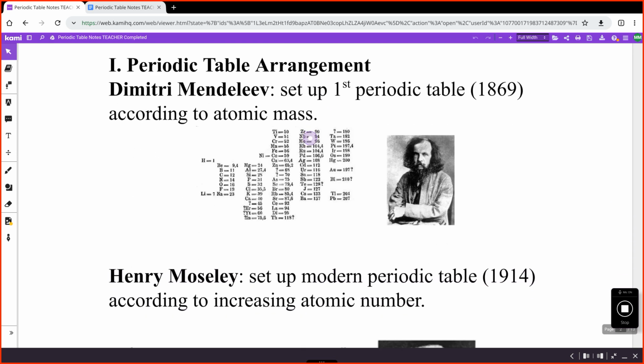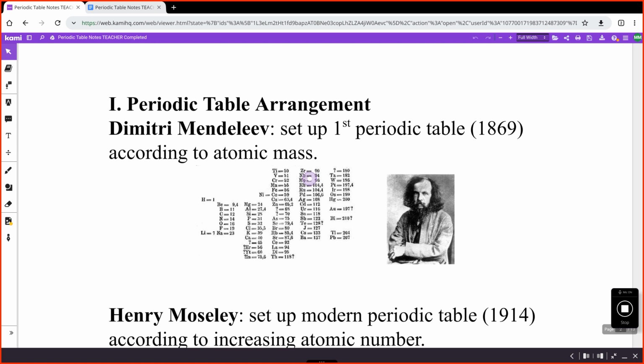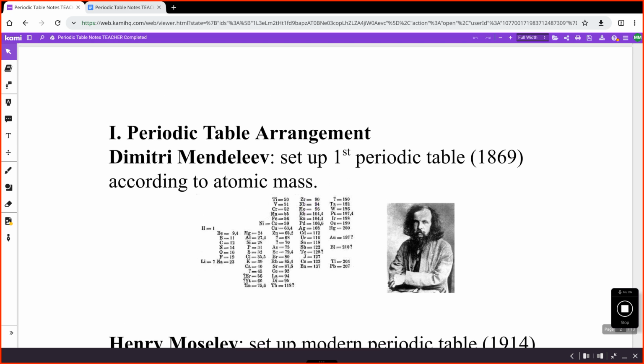Back in the 1800s, the first periodic table was created by a man named Dmitri Mendeleev. He set up the first periodic table according to the atomic masses of things. In theory, it's a good idea. However, a lot of elements were missing from this table. Specifically, the noble gases were typically missing, and it needed to be refined. This is actually how it looked when he created it.